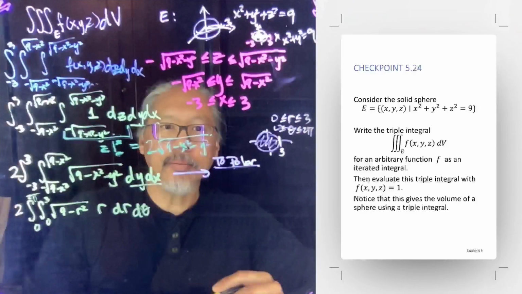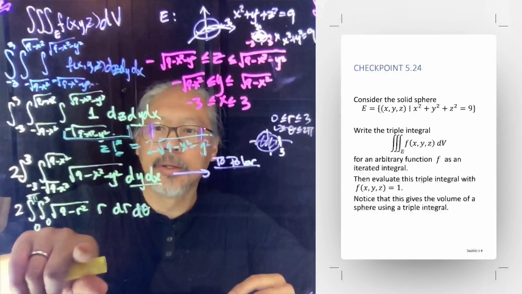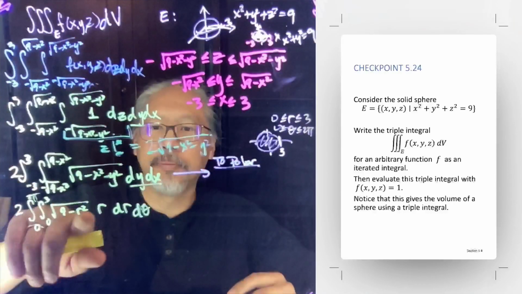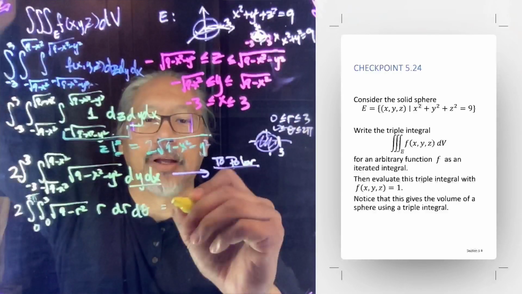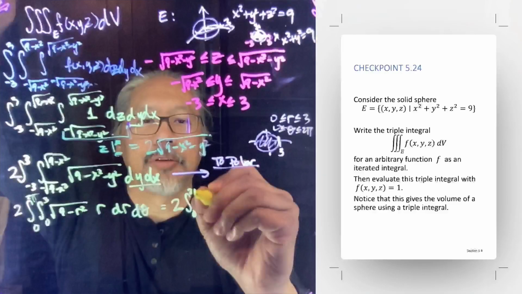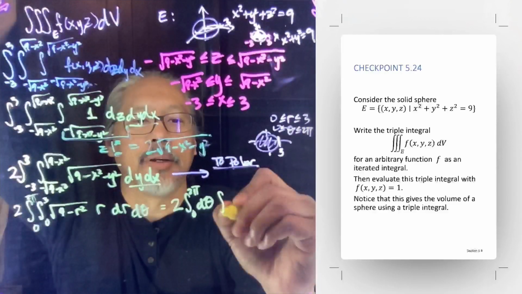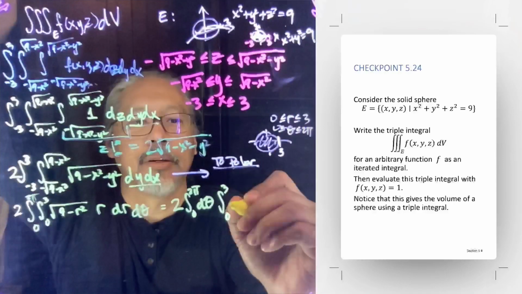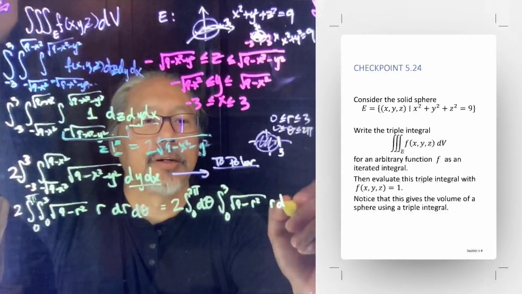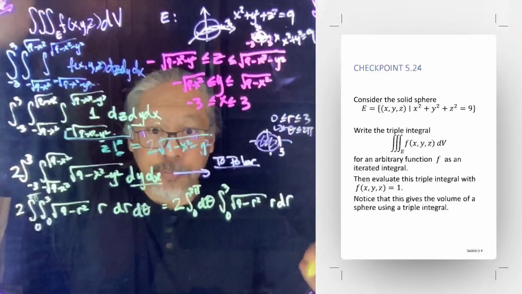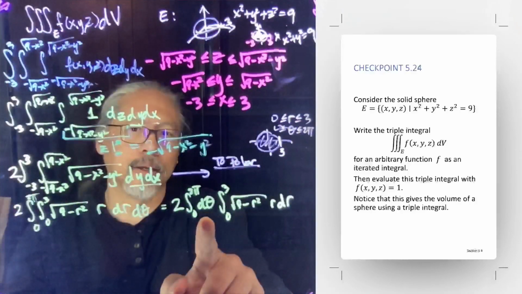The other neat thing about this is that there's no thetas within the r integral, so we can take that outside or separate this. And so we will have a 2, and then the integral from 0 to 2 pi of d theta, which will end up being just 2 pi. And then we integrate from 0 to 3 of this quantity, 9 minus r squared, and an r dr. Again, this is just going to be 2 pi, the first integral.